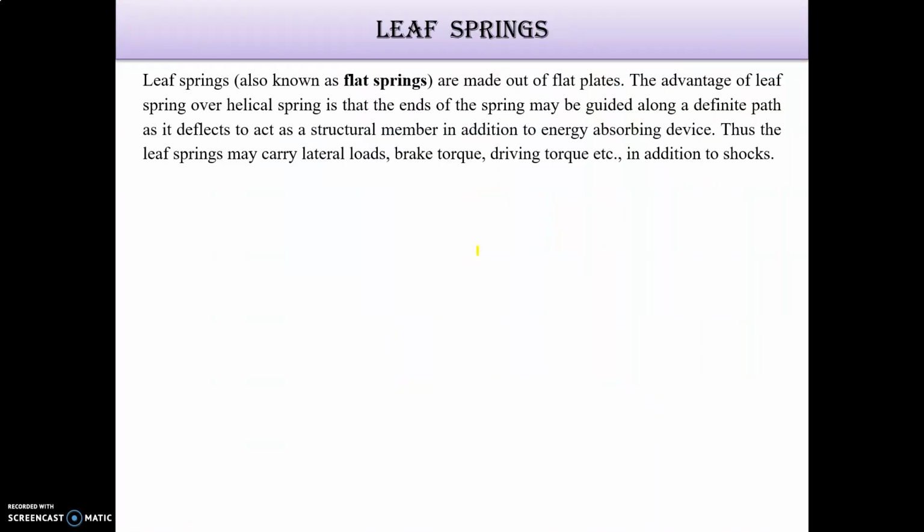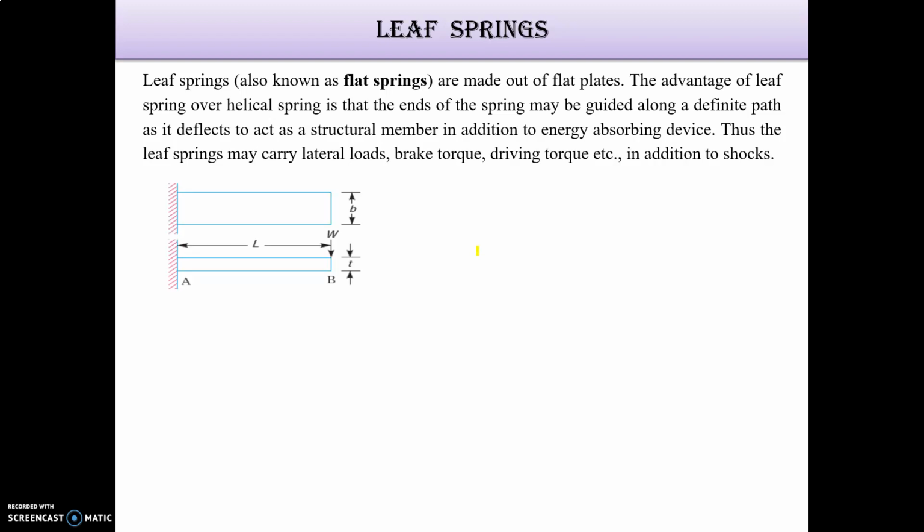So leaf spring, also known as the flat spring, is made of flat plates. Actually, there are leaves, meaning plates, and all these plates are joined together, just like the leaf of a plant. The advantage of this leaf spring over the helical spring is that the end of the spring may be guided along a definite path as it deflects, to act as a structural member in addition to an energy absorbing device. The leaf spring may carry lateral load, brake torque, driving torque, etc. in addition to shock.